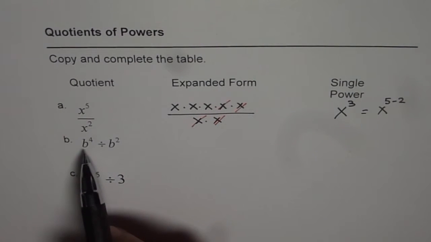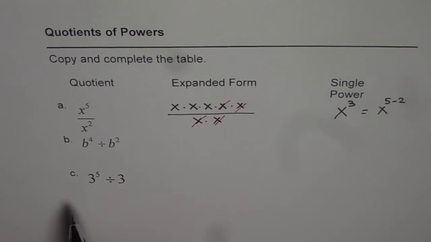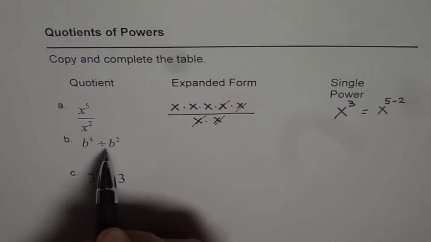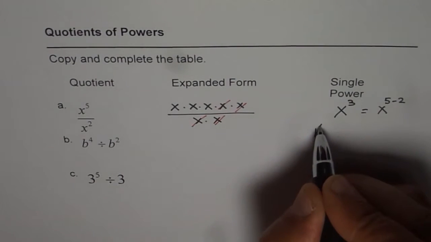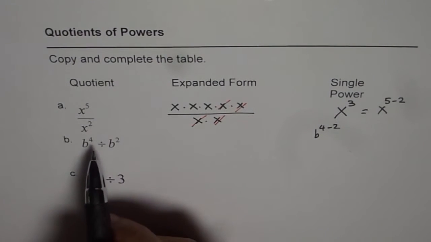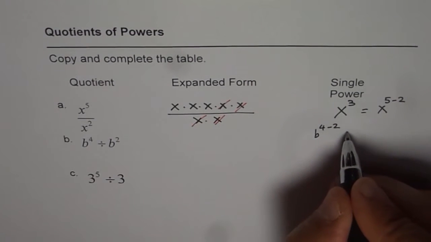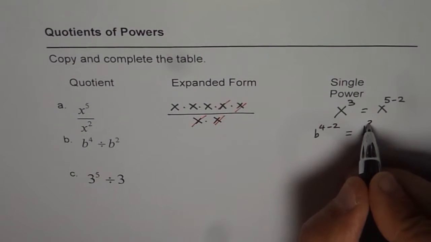Now we could write this quotient in the form given to us, which is b to the power of 4 divided by b squared. Now if you apply quotient rule, let me start from here, you get b to the power of 4 minus 2. So whenever you divide, the exponents should be subtracted, right? So difference of exponents, you should get b squared.